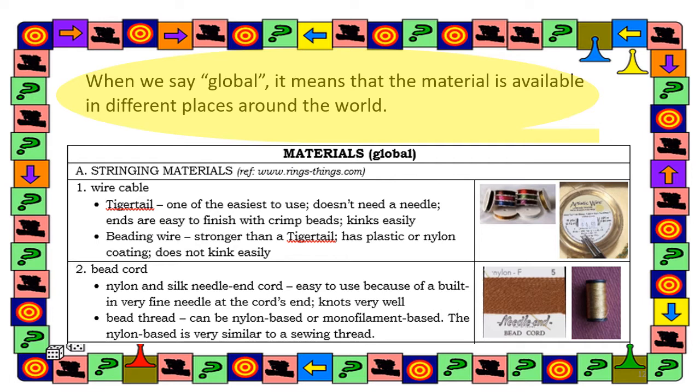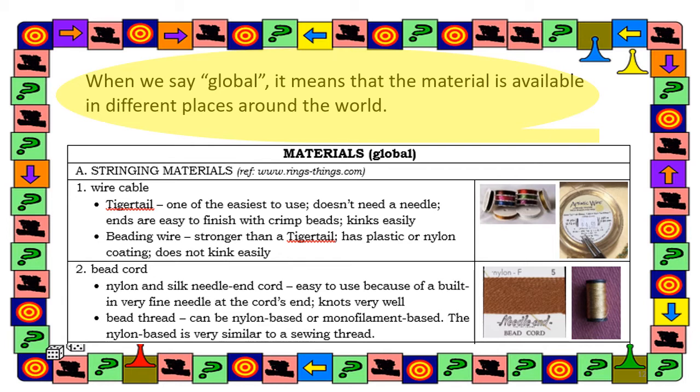So now let's go to the materials. These are the usual fashion accessory materials, and they can also be termed as global because the materials are available in different places around the world. So we have the stringing materials, of which the wire cable is included, and also the bead cord. And under the wire cable is the tiger tail.